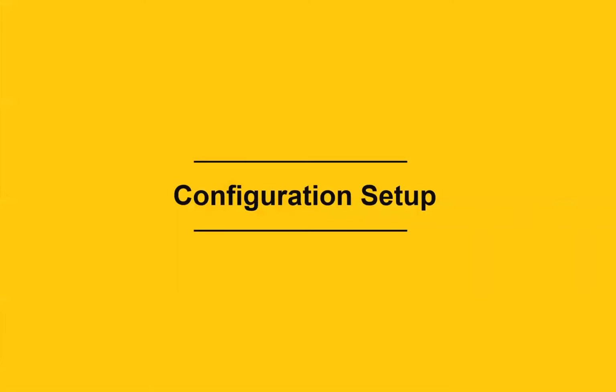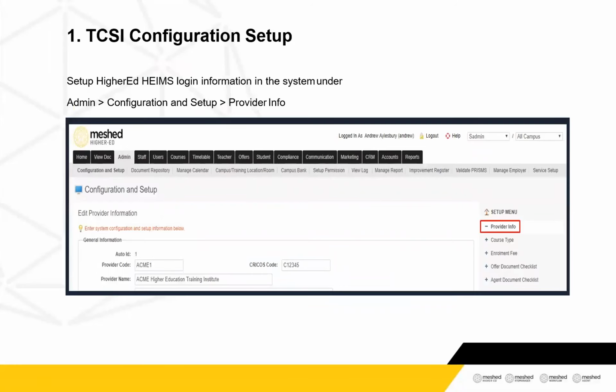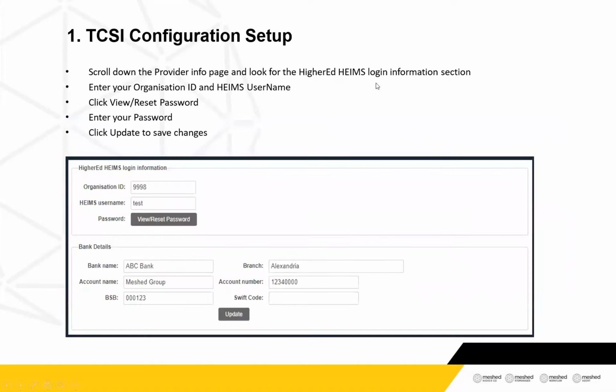Now let's talk about configuration setup. To get this feature enabled and activated on your Mesh platform, you will need to do two configuration setups. First is the TCSI configuration setup, which is nothing but your HEMS credentials. You will need to record your HEMS credentials on your Mesh platform, which you can do under configuration setup, under the admin portal, and under provider information. This is the screen where you can record your organization ID as well as your HEMS username. So this completes your TCSI configuration setup.